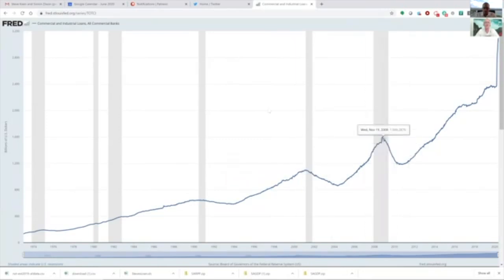This is now showing commercial and industrial loans. This is a wonderful database maintained by the St. Louis branch of the Federal Reserve. And this is just the outstanding level of corporate industrial loans, all commercial banks. You can see the peak during the last crisis and the decline here. Here's the coronavirus. There's been an increase in private debt since the coronavirus began.